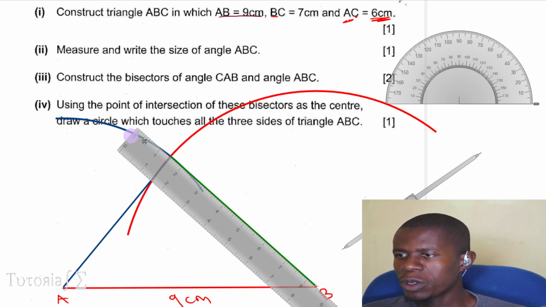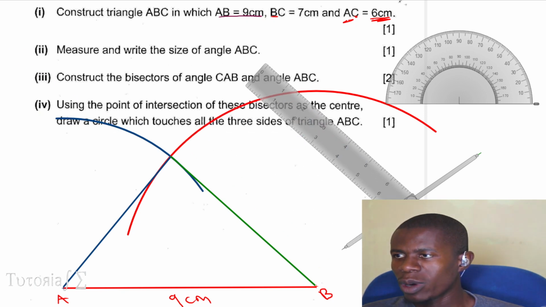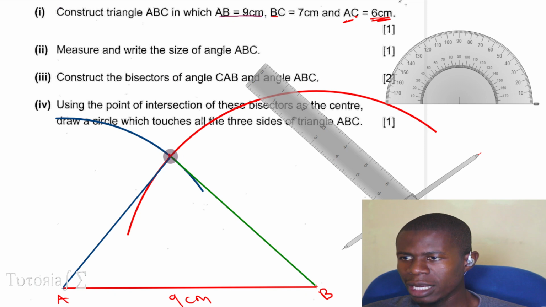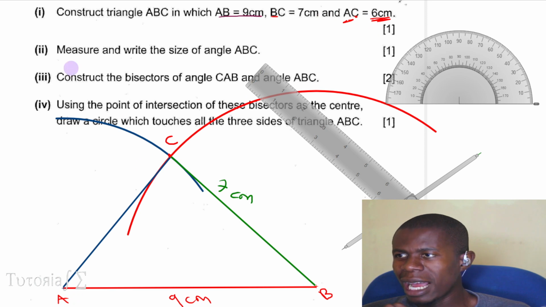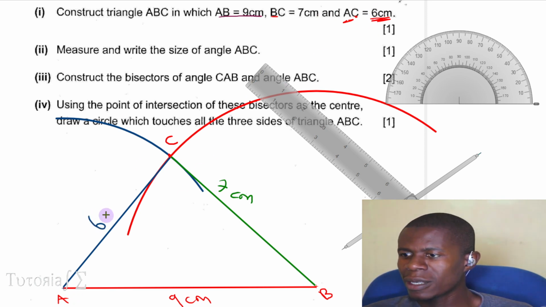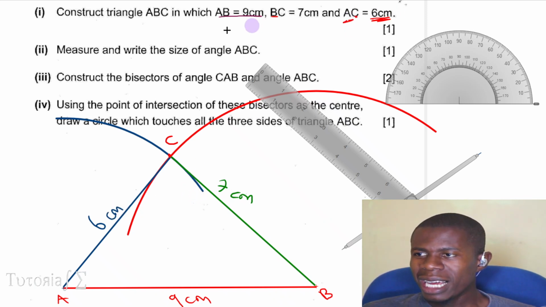And we have constructed a triangle. So this point here, that is where C will be. So this is C. We just need to put C there. Then this green line here is BC, which is 7 centimeters. Then we have AC, which is this line here, the blue one. AC, which is 6 centimeters. So we put 6 centimeters right there. And we are done with the first question.